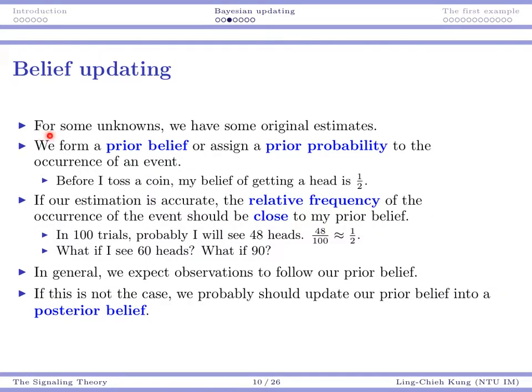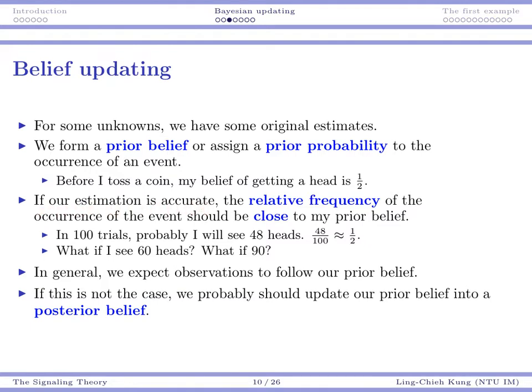For some unknowns, we have some original estimates. Suppose something may or may not happen. We have a probability measurement on it. That's something called the prior belief. By having a prior belief, we will assign prior probabilities to all the possible occurrences of that event. For example, before I toss a coin, my belief of getting a head should be 1/2. That's my prior belief before I toss a coin.